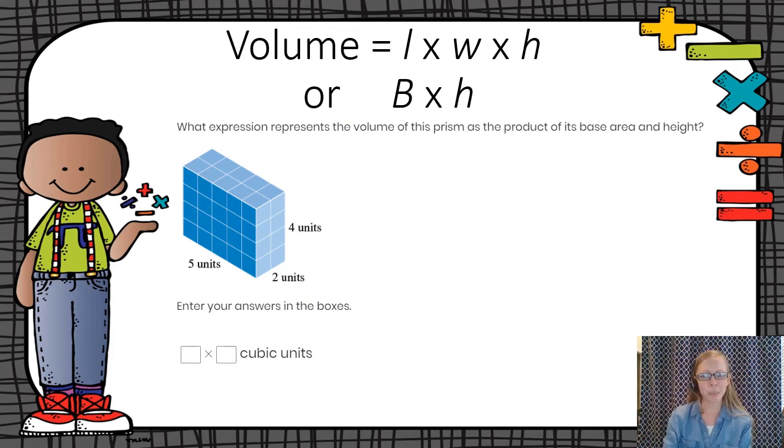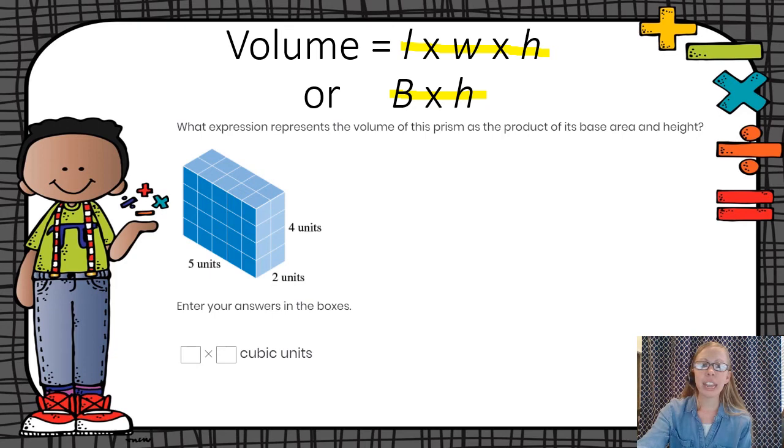When we talk about volume and calculating volume with a formula, we're looking at two main ways to write that formula. Volume can be expressed as length times width times height, or we could say it as the area of the base. That's what that capital B stands for. Think base times height. Both of these formulas will give us the same volume.